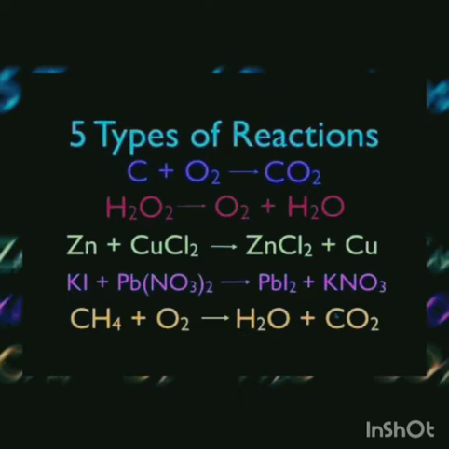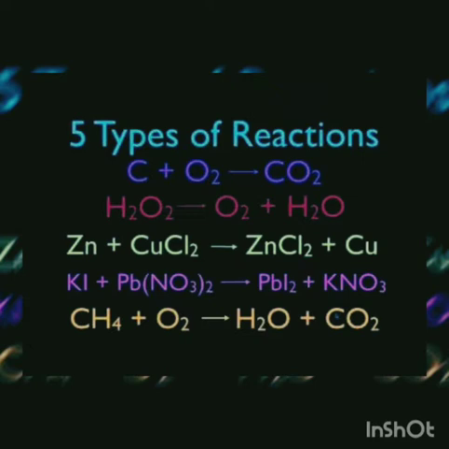Third reaction, Zn plus CuCl2 gives out ZnCl2 plus Cu. It means AB plus C gives out AC plus B. So it is a displacement reaction where CuCl2 is AB, Zn is C, it gives out AC, that is ZnCl2 plus B, that is Cu.